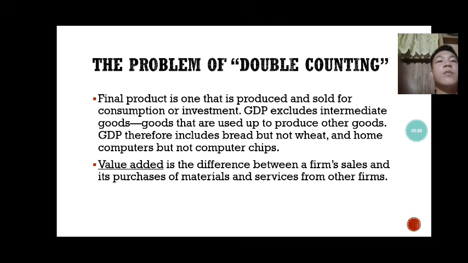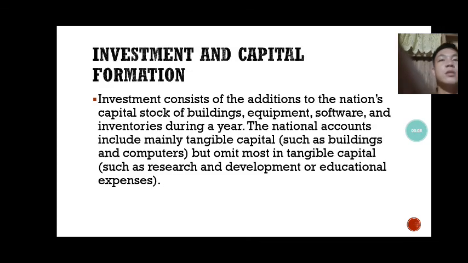So a final product is one that is produced and sold for consumption or investment. GDP excludes intermediate goods that are used up to produce other goods. GDP therefore includes bread but not wheat, and home computers but not computer chips. So value added is the difference between a firm's sales and its purchases of materials and services from other firms.